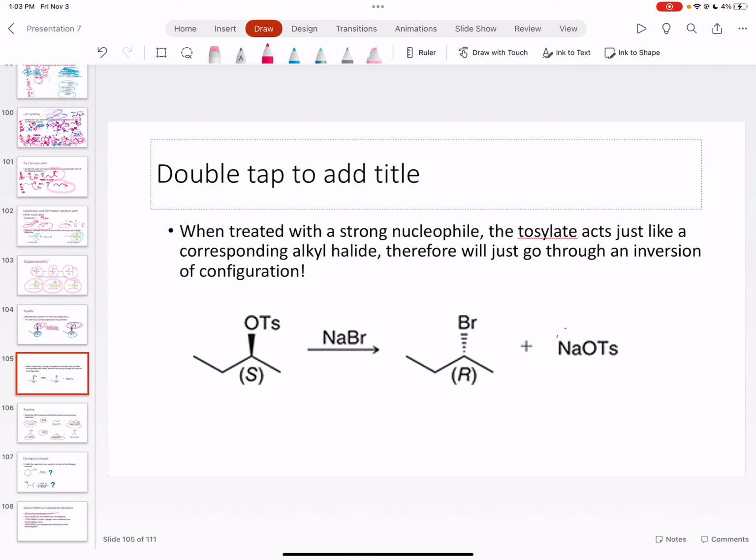So when treated with a strong nucleophile, the tosylate acts just like an alkyl halide. Therefore, it will just go through an inversion of configuration. So you have to visualize this as just a regular halide. So if I was just doing a normal reaction, just like always, and thinking, oh, this is just like a chlorine right there, then I would think about it, oh, let me do my little chart, E2, SN2, and SN1.